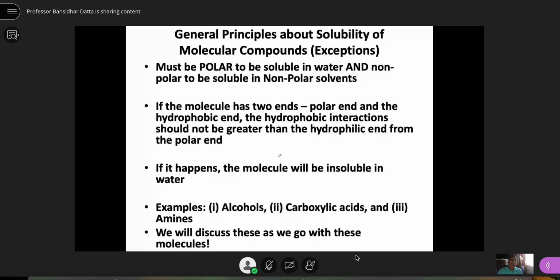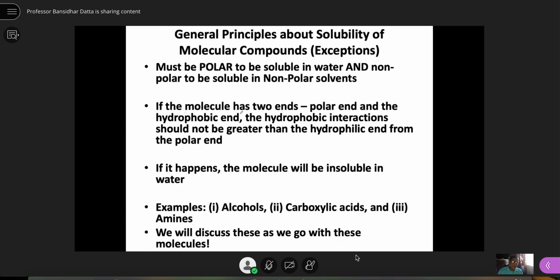we'll go to the, there are some exceptions to these general rules. And I will discuss this one, I just gave you now, and we'll discuss as we go along with it. So if you look at the second paragraph, first paragraph is the polar likes polar, non-polar likes non-polar. That's what's written.